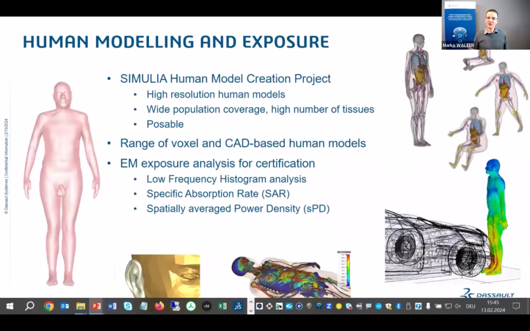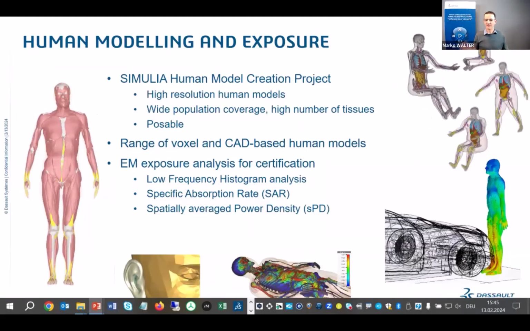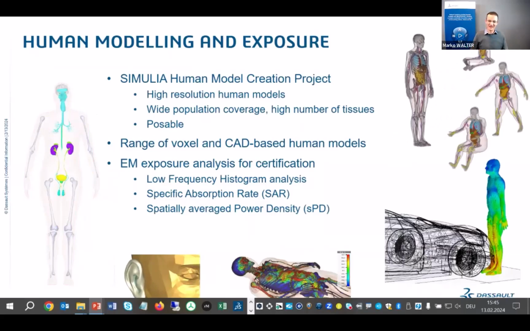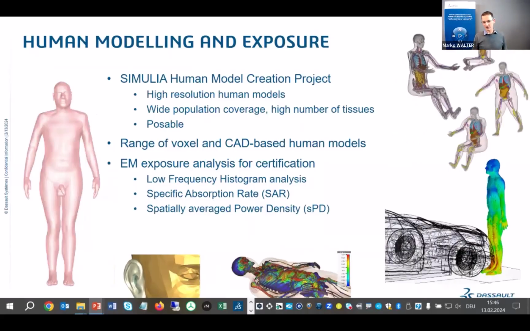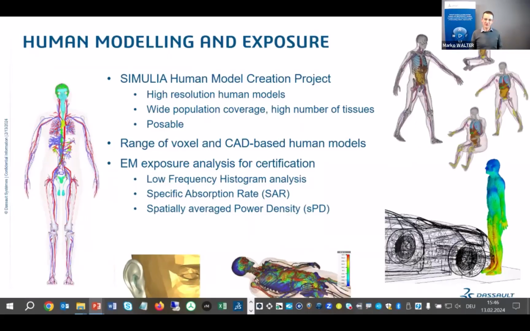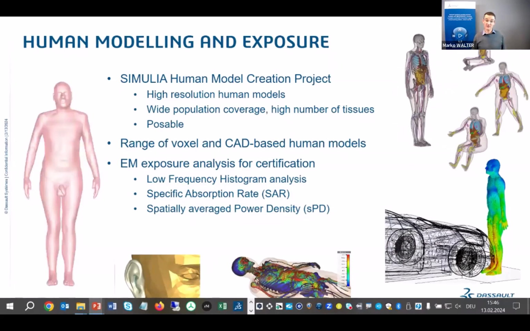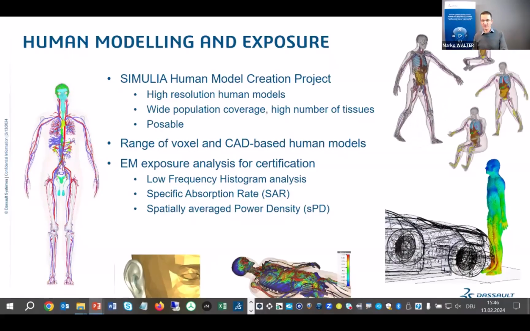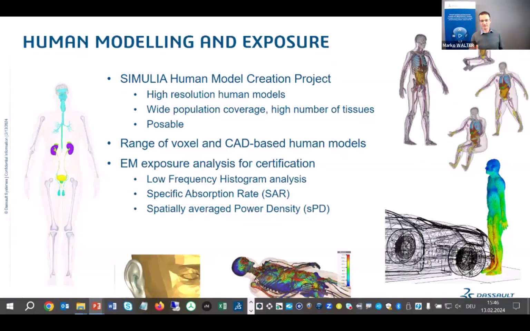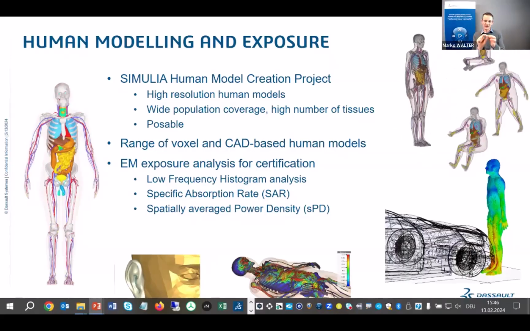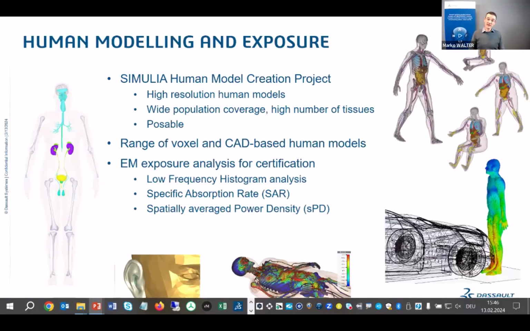Now, the last point that we need to make here, which is very important, is that you can't do any of these exposure or certification studies, perhaps with the exception of the 5G millimeter wave surface type analyses, but all these other things rely on having good quality human body model representations. And we have a project which is developing human body models, high resolution models. They can be CAD based or voxel based. So CAD means actually having solids that are meshed. Voxels meaning that you just divide your space into small cubes with a particular material property. So we have voxel and CAD-based human models.